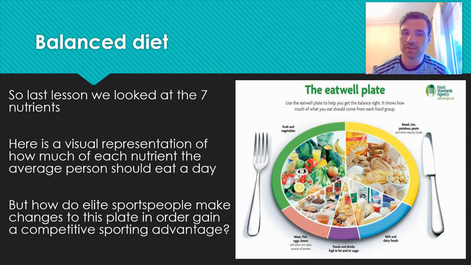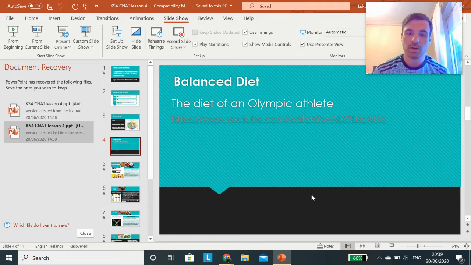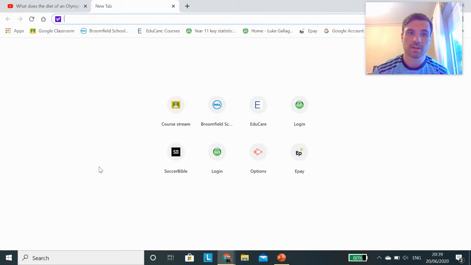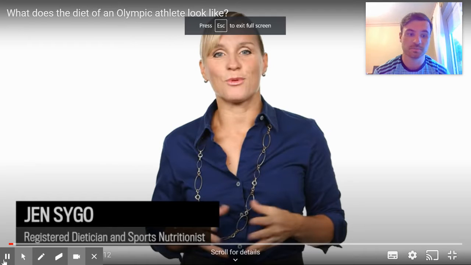Does the amount or the percentage of each nutrient need to be altered or changed to assist your overall performance in a sporting activity or competition? So now we're going to look at the diet of an Olympic athlete. And what I want you to do is focus on that specific athlete, what percentage of some of the nutrients they have in their diet, and how that is altered to improve their overall sporting performance, to give them that overall advantage?